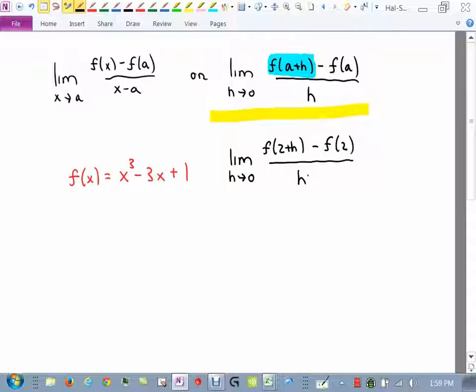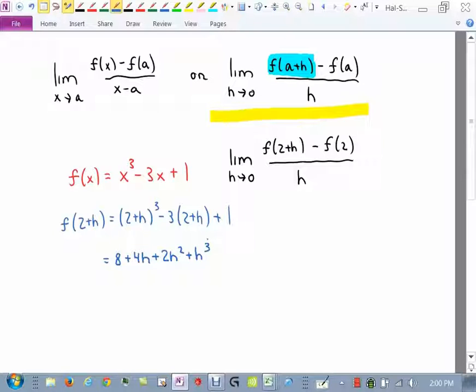F of 2 plus h, the way to get that is to plug 2 plus h into the function. So replace all your x's with 2 plus h. So cube that, minus 3 times 2 plus h in parentheses, plus 1. All right, I'm going to cube this. That means I'm going to have to multiply this times itself 3 times. I'm just going to do that. 8 plus 4h plus 2h squared plus h cubed.